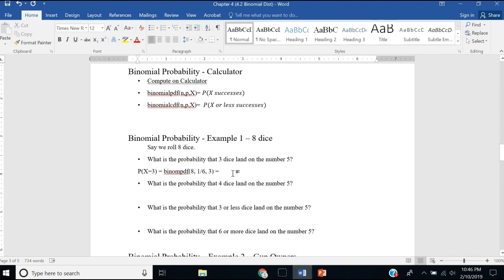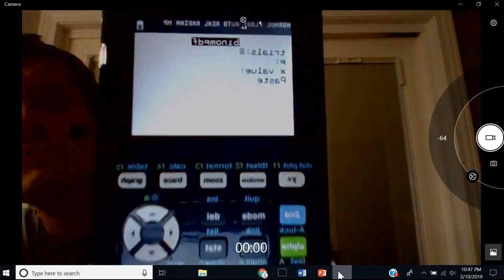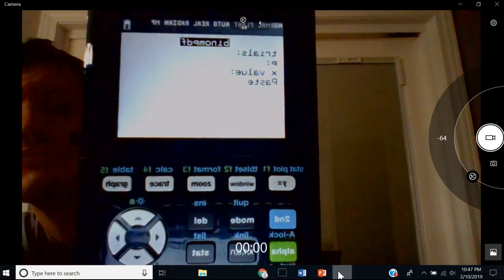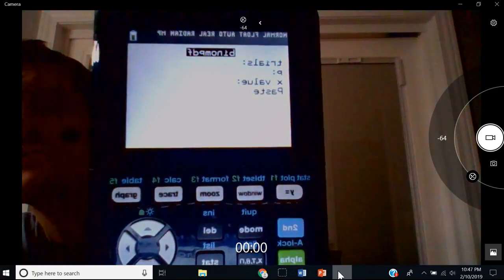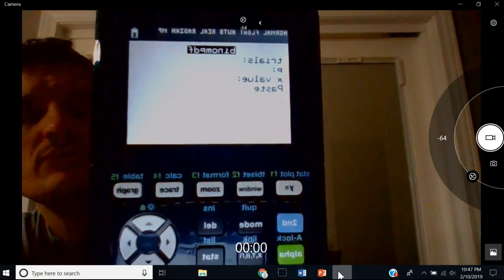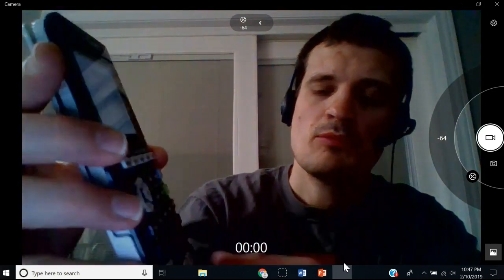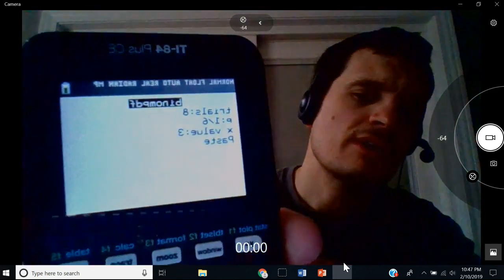So the probability that 3 dice land on the number 5 is 0.1042. Now, just in case your calculator looks different, it turns out that your calculator could have also had the stats wizards on, and if it does have the stats wizards on, your display is not going to do a binomial PDF with a blinking cursor. Your display will look like, first off, it'll say trials, and then lowercase p, and then x value, and then paste. And so you can imagine what that is. In our problem, if your calculator looked like this, trials are 8, probability of success is 1 out of 6, and the x value is 3.